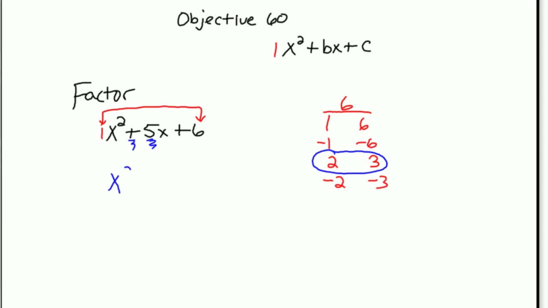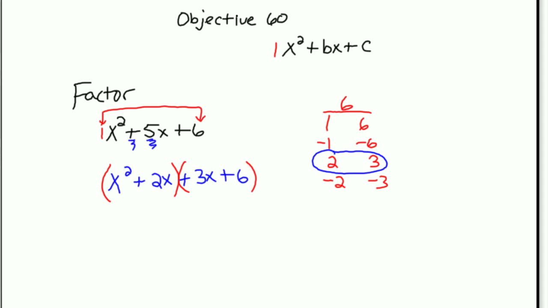What I will then do is rewrite my trinomial where I take that 5x term and rewrite it as the sum of the two factors of 6. So this 5x becomes 2x plus 3x. I now have 4 terms here, which indicates to me that I need to group this expression and continue to factor using the factor by grouping method.